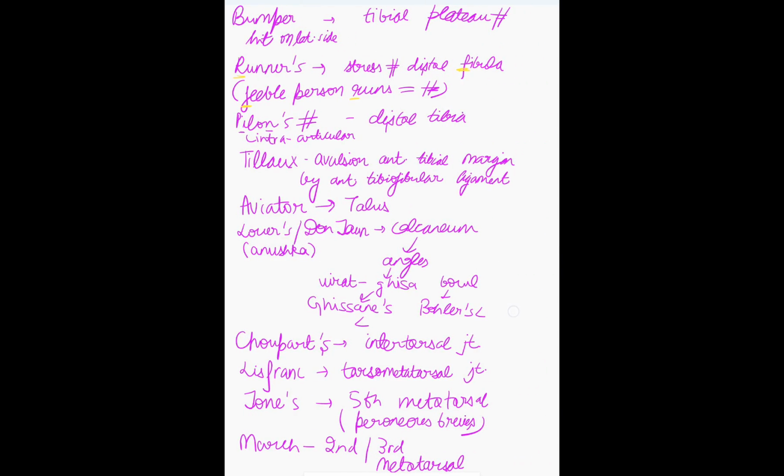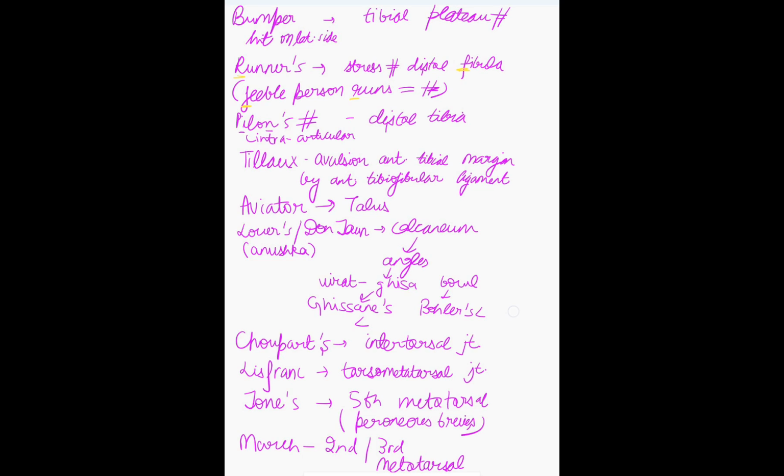Then we have bumper fracture. Bumper fracture is a tibial plateau fracture, and it is like a bumper hitting a person walking on the road, hitting on the lateral side, so the tibial plateau can be fractured. Then we have runner's fracture. Runner's fracture is a stress fracture of the distal fibula. Imagine a feeble person runs, then he will have a fracture. So feeble person means fibula fracture in the runner.